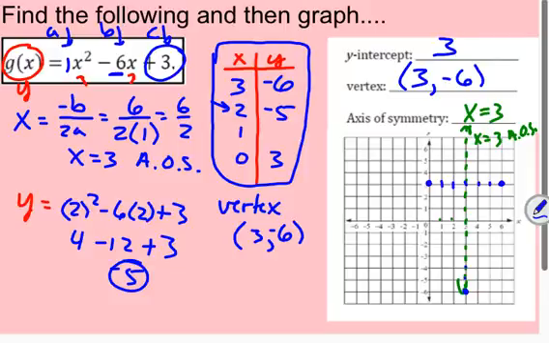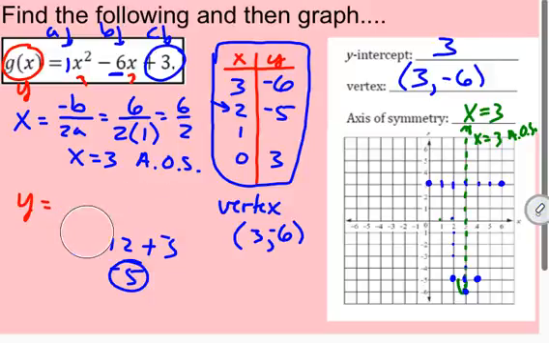So count over 2. Down 1, 2, 3, 4, 5. Now, I have an equal and opposite point on the other side that's 1 unit away, so I go 1 unit past it. There it is. So every time you graph a point on a parabola, you can flip it and find another point on the other side of that axis of symmetry.